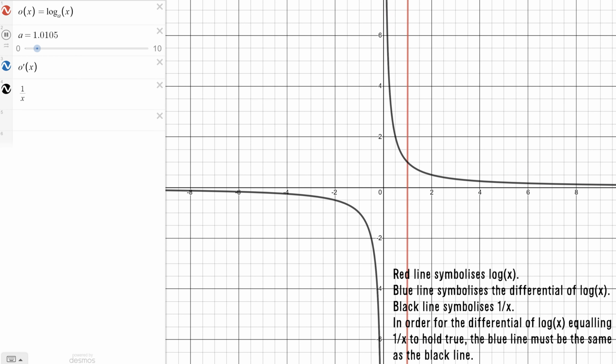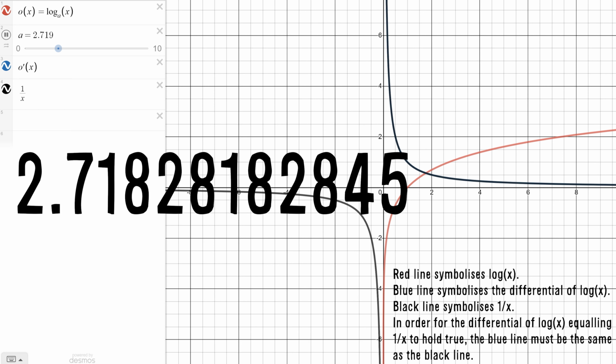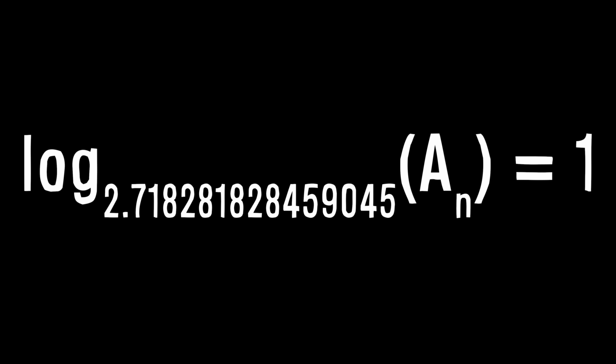But hold up, if we plot the graph for the differential of log x with log base n, then as you can see, not all values of n will give a differential equal to 1 over x, except for one. 2.718281828459045, and so on and so forth. Now, why this random number between 2 and 3 that has no meaning at all? We don't know, but it just apparently happens so that the differential of log x with base 2.718281828459045 is equal to 1 over x. So, therefore, we know that previously, the base of our log function is 2.718281828459045, and so is the value of a.